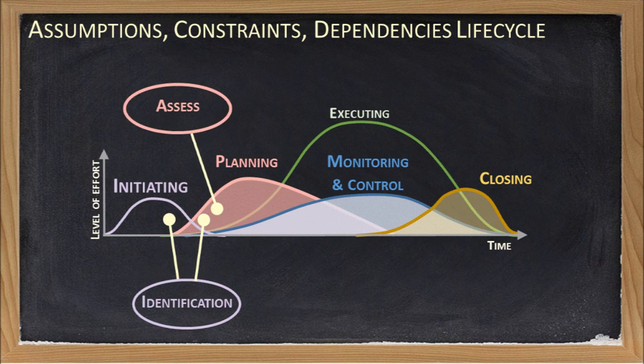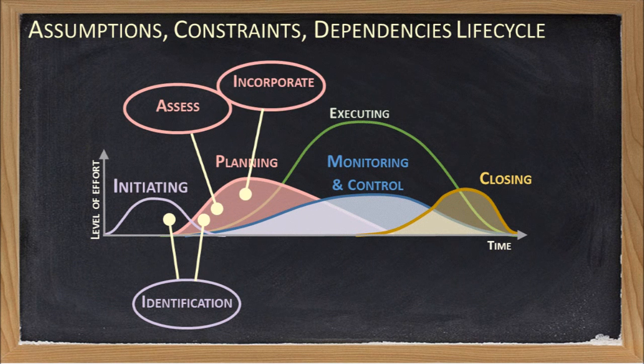The next step is to assess the impact that the identified assumptions, constraints, and dependencies will have on your project plan. Scope, budget, schedule, risk, and communication planning are all prime candidates for impact. Having identified and assessed the assumptions, constraints, and dependencies, their impact now needs to be incorporated within the project plan. Remember, they should form part of the logical glue that links the various sections of the project plan together.